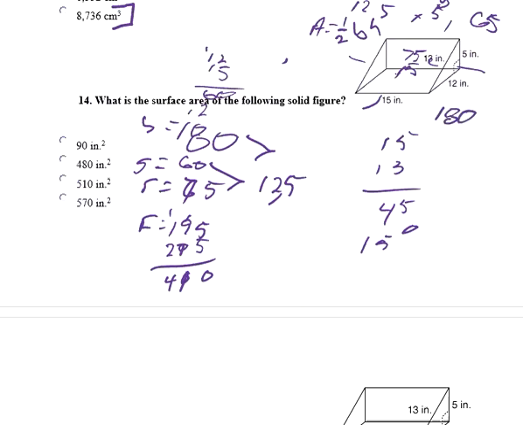So let's add them up again. 180, 60, so that's 240. I'm just going to add them this way. Plus 75 is 315. Plus 195. 0, 1. I get 410 again. So I don't know what's going on here. I'll have to check this one.